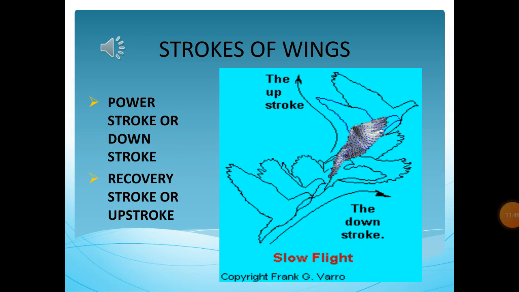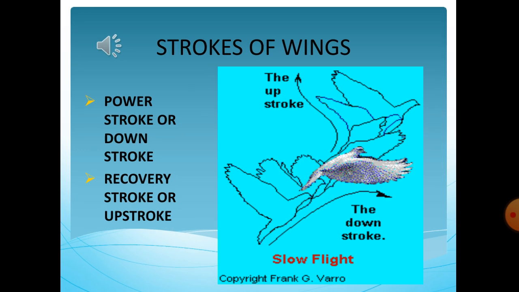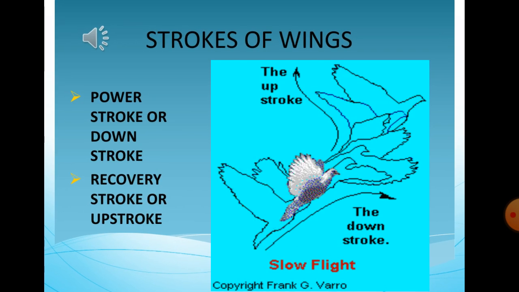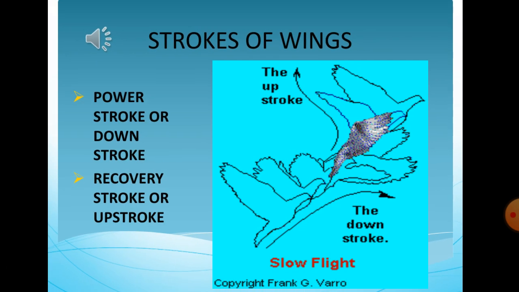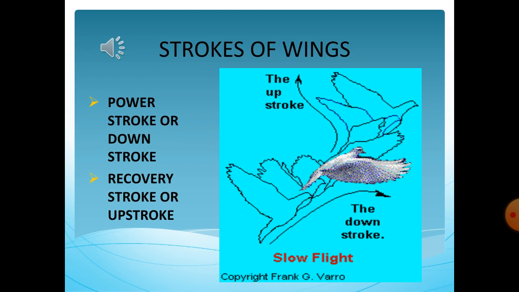Strokes of wing. There are two types of stroke. The first one is power stroke and the second one is recovery stroke. Power stroke is also known as down stroke and recovery stroke is also known as up stroke. Why are they called power stroke or down stroke, and why are they called recovery stroke or up stroke? You can easily see in this graph one bird flying. During power stroke, their wings move downward, and during recovery stroke, their wings move in the upward direction.